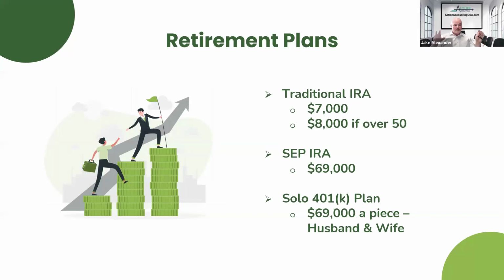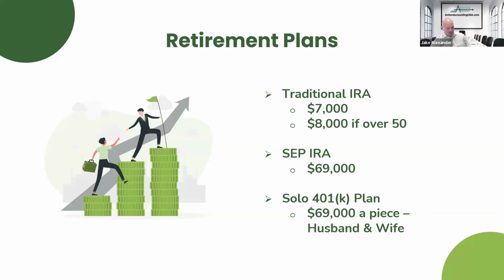So if you look at a situation like that, if it's the right situation and it makes sense, you could put almost $140,000 into these retirement plans. And this is every year. So imagine the compounding effect. This is money you're not paying taxes on, and it's now in a tax deferred retirement plan working for you.